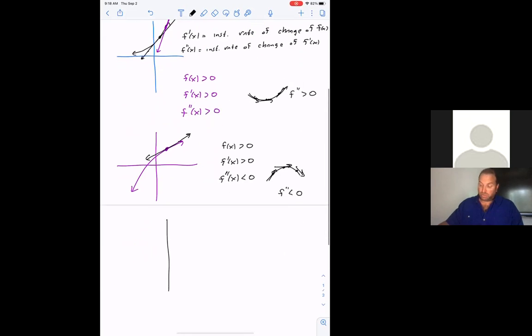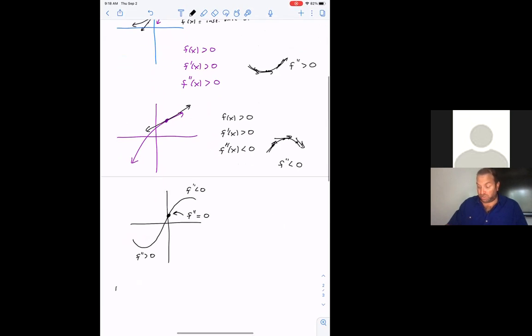A function might look like a bowl at one point and a hill somewhere else. In this area to the left, the second derivative is positive. In this area to the right, the second derivative is negative. And somewhere in between, there might be a point where the second derivative is equal to 0. What do we call a point like that? Where the second derivative changes sign.